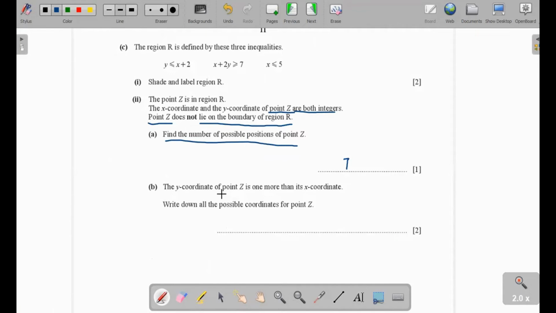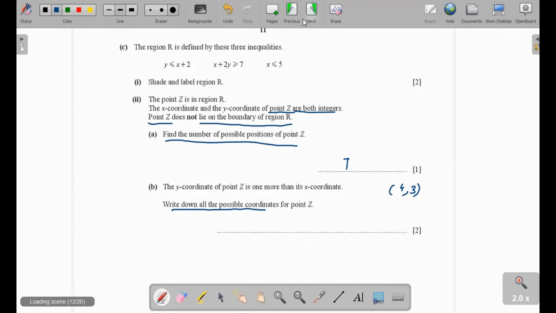Next, the y coordinate of Z is one more than the x coordinate. It means if x is 3, then y will be 4. Write down all possible coordinates of Z.